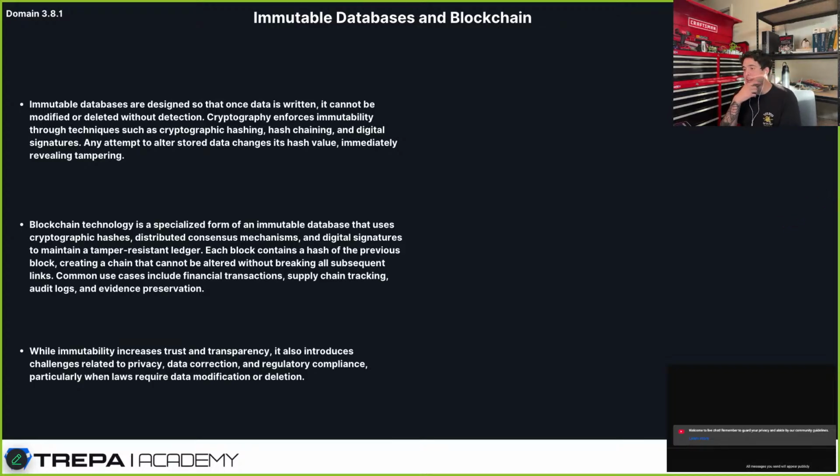Okay, immutable databases and blockchain. Immutable databases are designed so that once data is written, it cannot be modified or deleted without detection. Cryptography enforces immutability through techniques such as cryptographic hashing, hash chaining, and digital signatures. Blockchain technology is a specialized form of immutable database that uses cryptographic hashes, distributed consensus mechanisms, and digital signatures to maintain a tamper-resistant ledger.